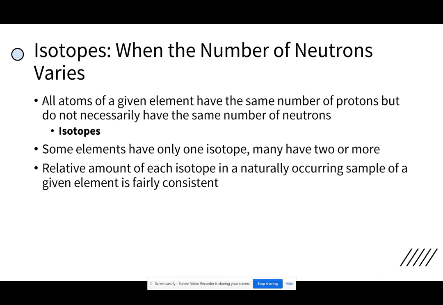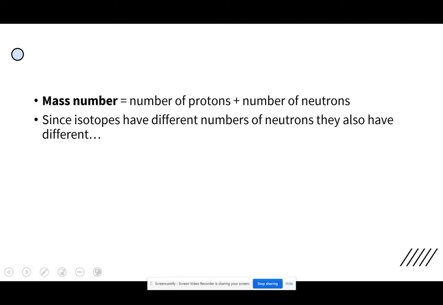The relative amount of each isotope in a naturally occurring sample is fairly consistent. So like I said, carbon is about 99% carbon-12. So any sample of carbon that I get is going to be about 99% carbon-12, and then a very small percent of carbon-13, and an even smaller percent of carbon-14.